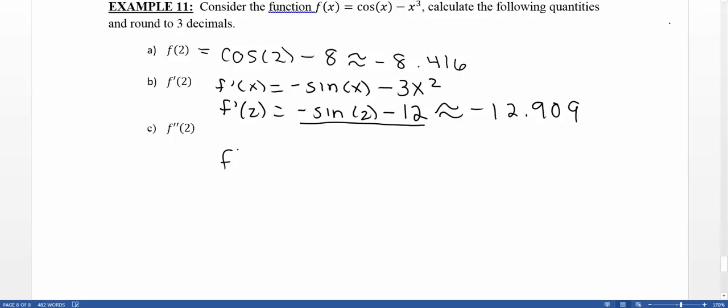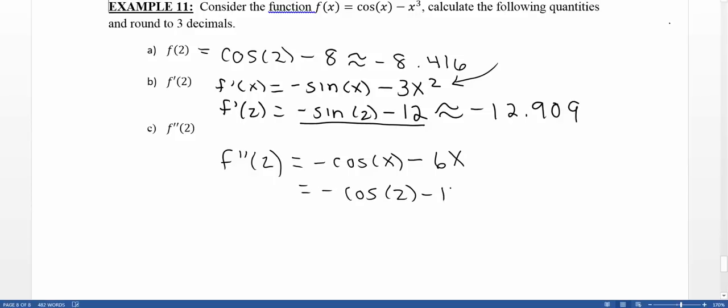And then for part C, we're looking for the second derivative at 2. So first we need to compute the second derivative. So we go back to the first derivative and we take the derivative of that. The derivative of negative sine is going to give me negative cosine because there's a negative 1 in front that's multiplying, minus the derivative of 3x squared, which is going to be 6x. So now when we plug in a 2, we get negative cosine of 2 minus 12.